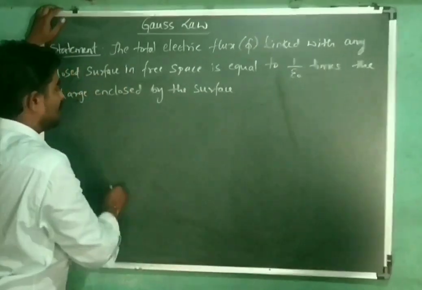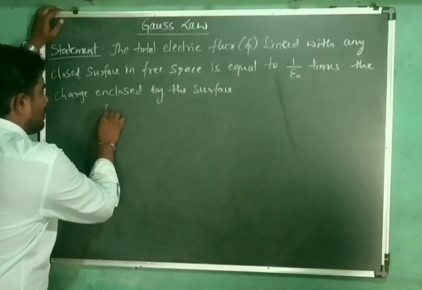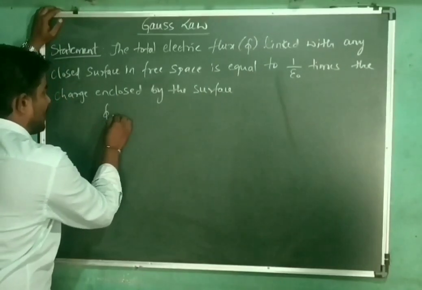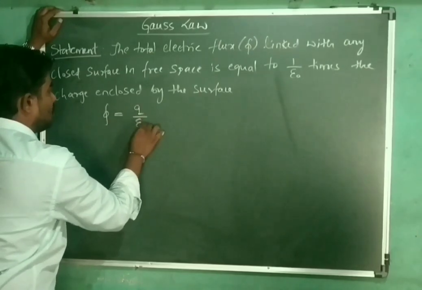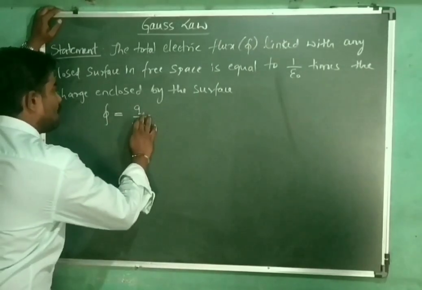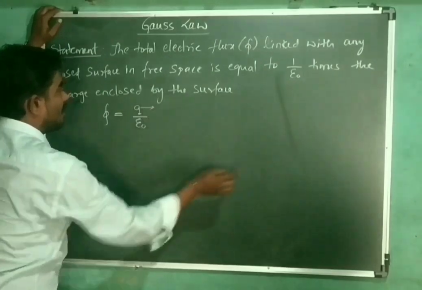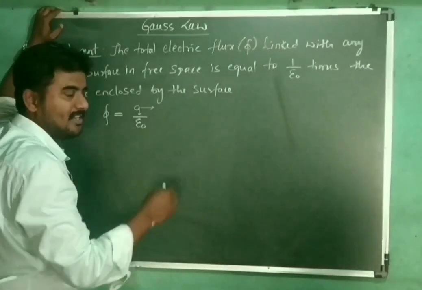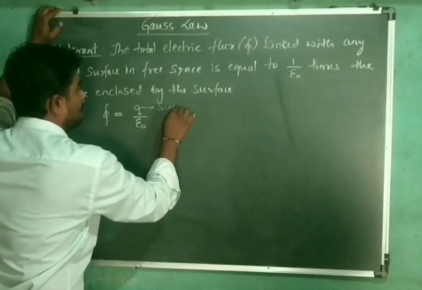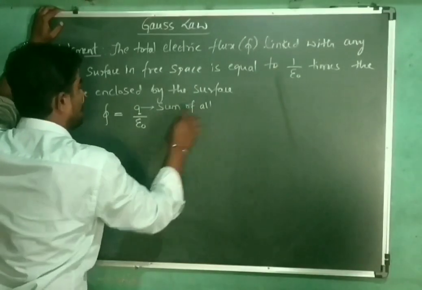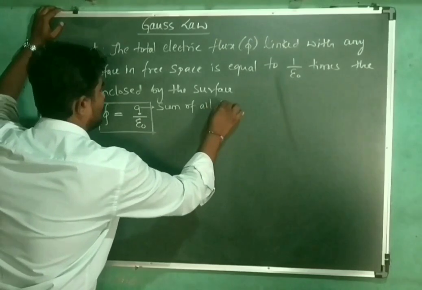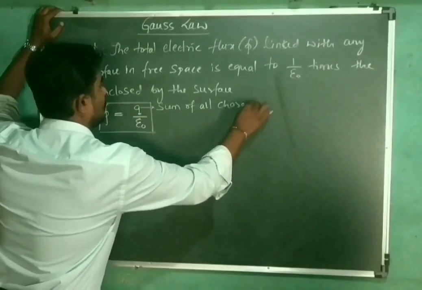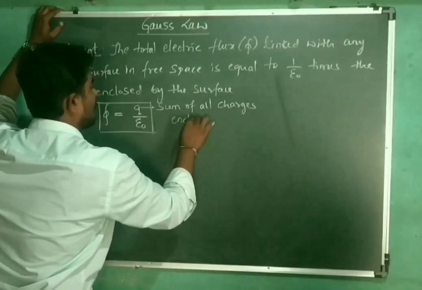Okay, according to this statement I can write phi is what? Electric flux is equal to Q divided by epsilon naught. Okay, this Q is what? It is the quantity of charge, net charge within the surface, or the sum of all charges enclosed within the surface.